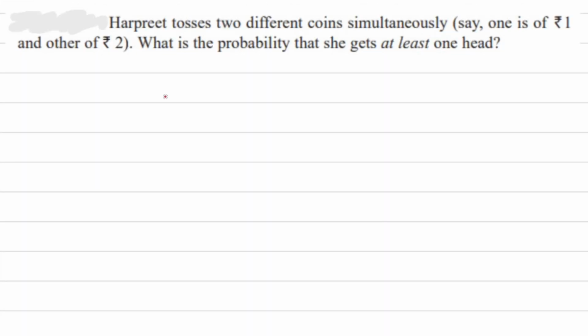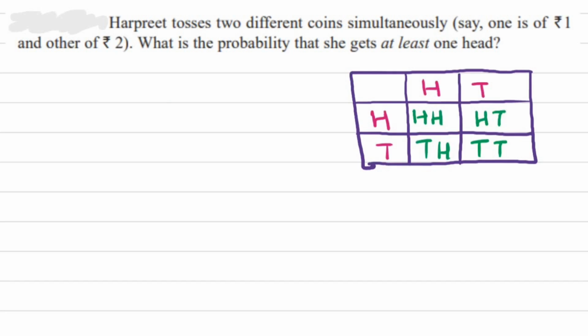Here there is one more application of probability. The question says, Harpreet tosses 2 different coins simultaneously. So the sample space for 2 coins tossed simultaneously is head-head, head-tail, tail-head or tail-tail. The question is, what is the probability that she gets at least 1 head?